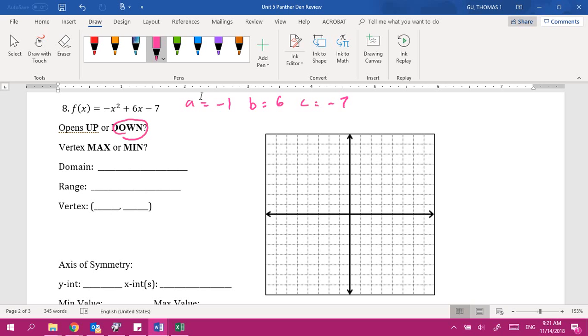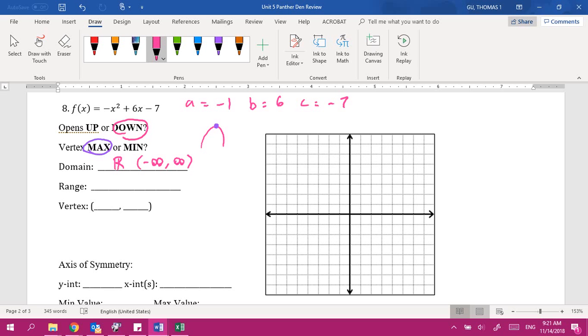Okay, if it opens down, is your vertex going to be a maximum or a minimum? Maximum. That just makes sense because if it opens down, it looks like this. Your vertex would be up here. That's a maximum. Okay? Now let's go ahead and do the domain. You should always know the domain. What's it going to be? All real numbers, or negative infinity to positive infinity. That's always the same. You don't have to actually think about that one.